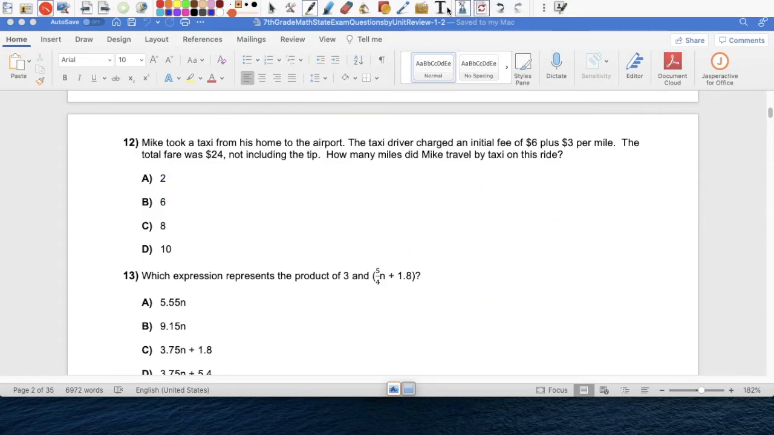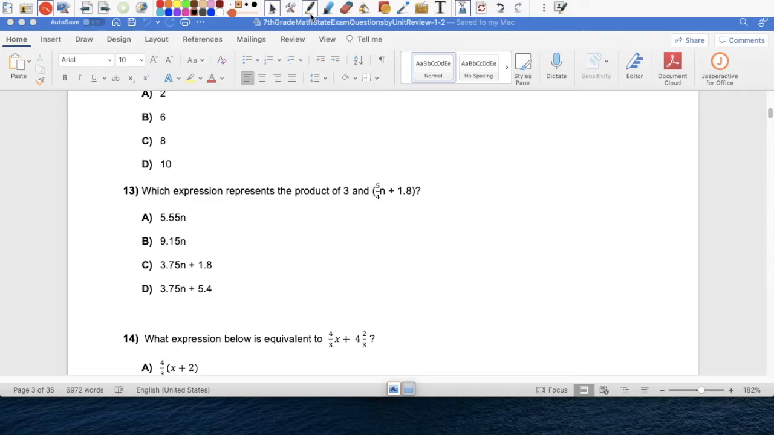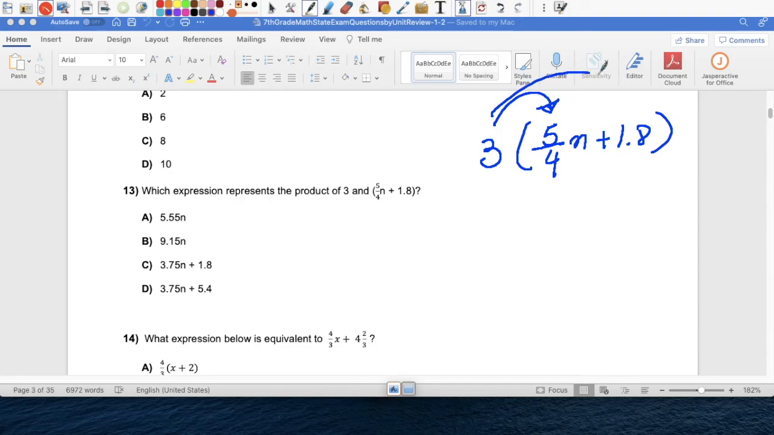13, last one. Which expression represents the product? So product, basically let's rewrite that as this, right? Because that's what it's telling us to do. Multiply those two. You have to do the distributive property. So 3 times 15 is 3 times 5 is 15n over 4. 1.8 times 3 is 5.4.